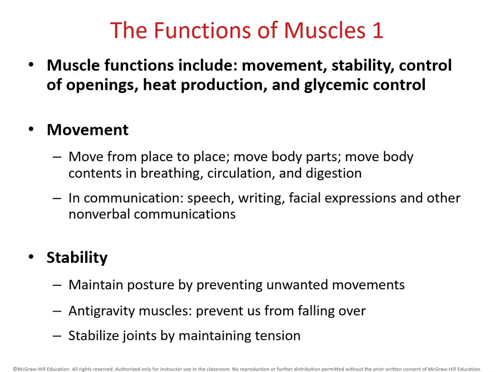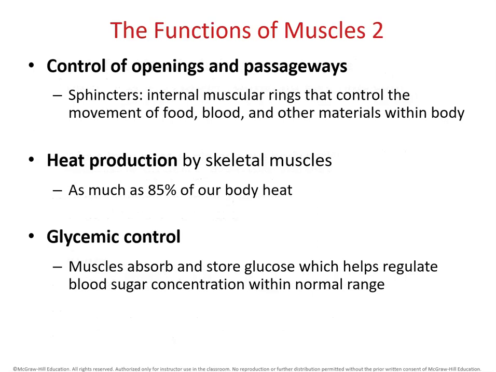Your muscles also allow you to maintain your posture and keep you stable and steady. We have specific anti-gravity muscles that keep us upright and muscles that stabilize joints and maintain the tension that allows those joints to be immobile when we want them to be for a given time or activity. Muscles also control openings and passageways. We have round internal muscular rings called sphincters in the body that control how food moves through the body or blood moves through the body, and sometimes other materials as well.